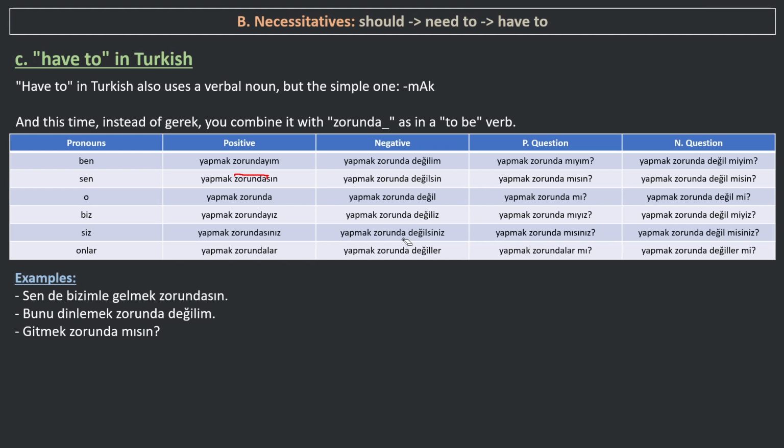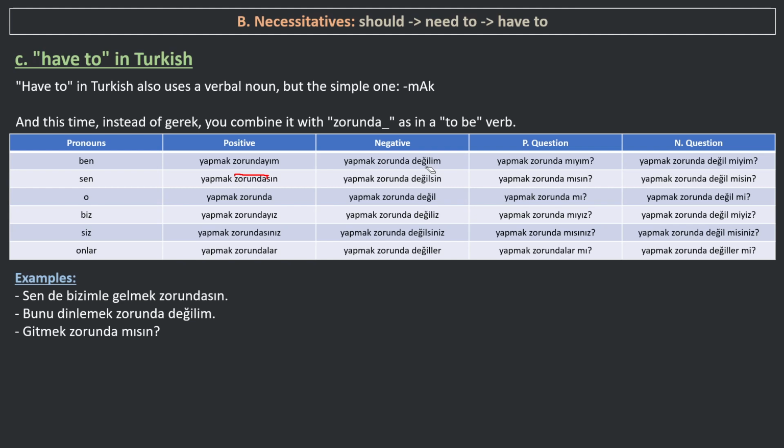And as a final thing, the most important thing in this table, I want to point out that the negative of zorunda is not formed with ma, it's formed with değil. Why? Because this is a to be verb. It's not a normal verb. Only the regular verbs get ma or me for the negative meaning. Like, I sleep, ben uyuyorum. I do not sleep, ben uyumuyorum.